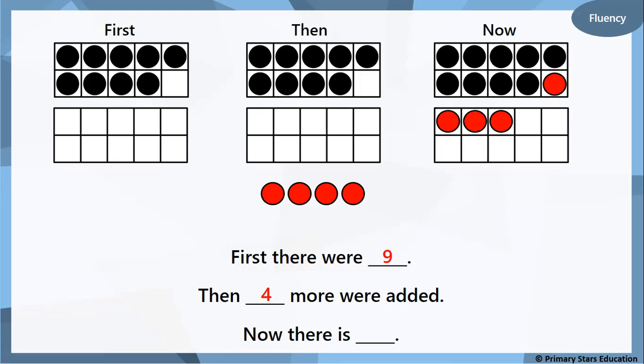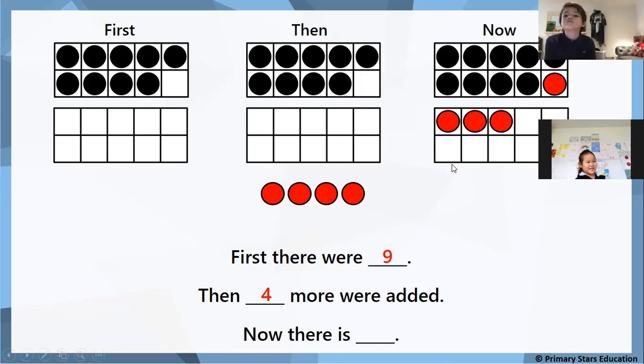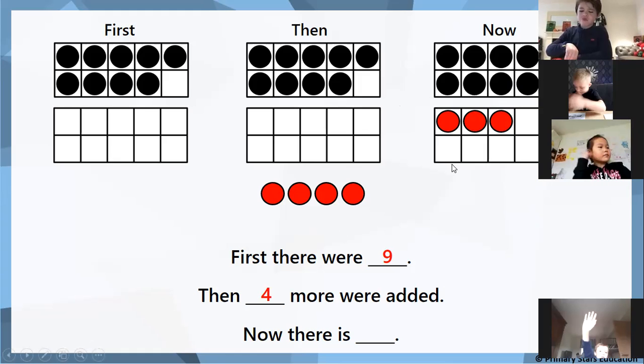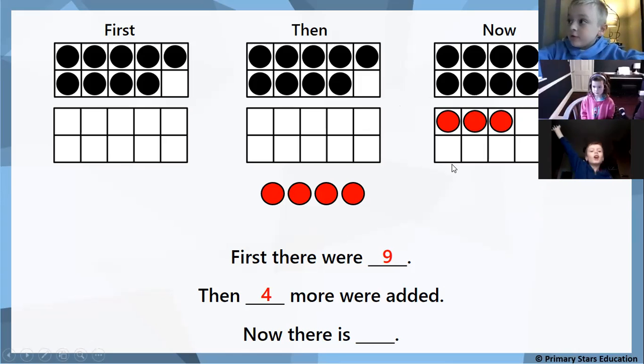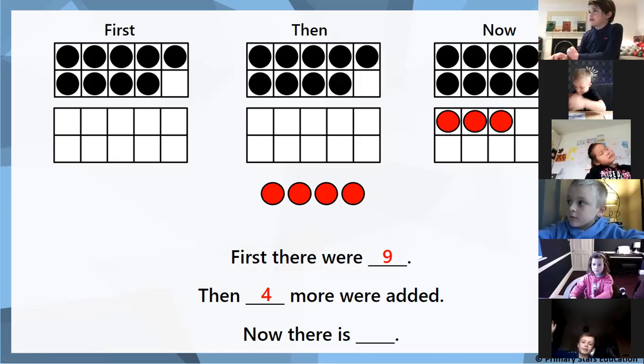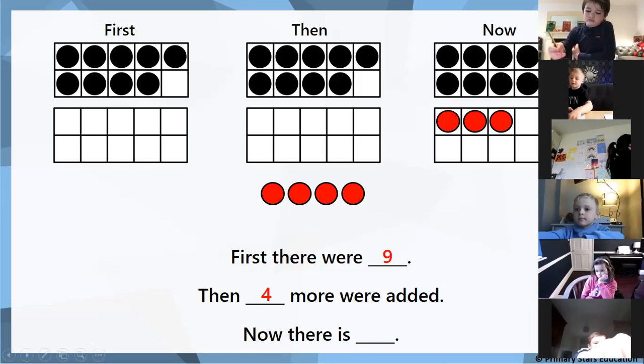So how many have we got all together? What is 9 add 4? Count them up and write your answer down. 1, 2, 3, 4, 5, 11, 12, 13, got his hands up. Same as mine. It's Charlie. 12, 13. Stop. 9 and 4. 1, 2, 3, 4, 5, 6, 7, 8, 9.